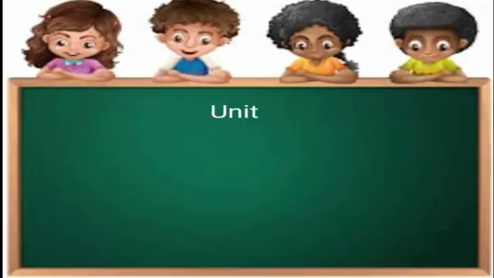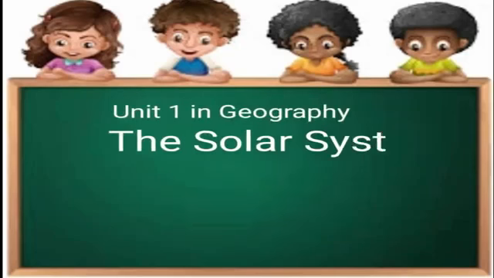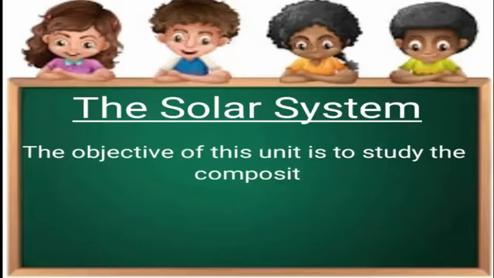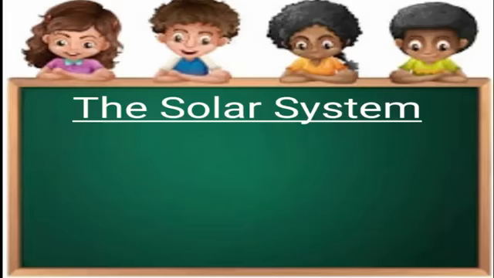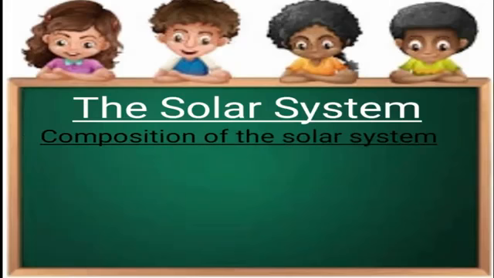Today we are going to learn Unit 1 in Geography, the Solar System. The objective of this unit is to study the composition and functions of the solar system. The next subtopic is composition of the solar system.